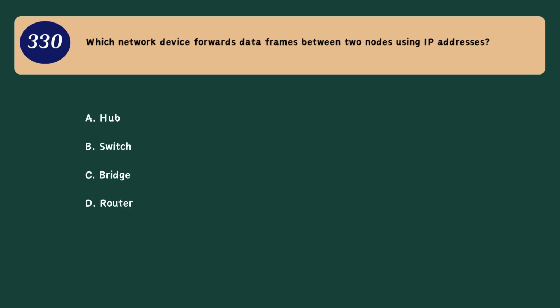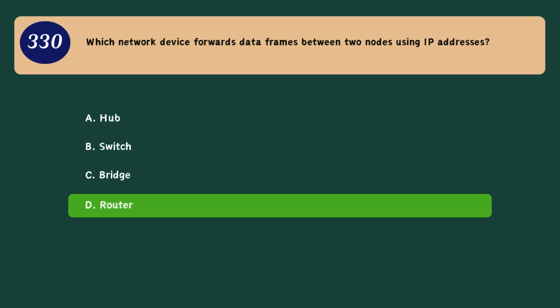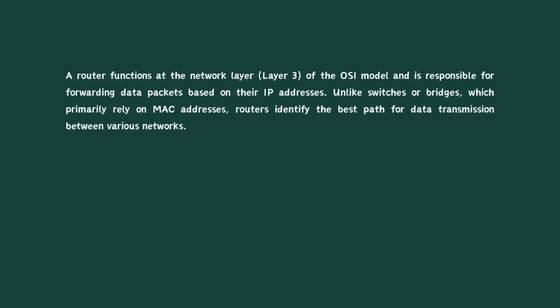Correct answer. D. Router. A router functions at the network layer, layer 3, of the OSI model, and is responsible for forwarding data packets based on their IP addresses. Unlike switches or bridges, which primarily rely on MAC addresses, routers identify the best path for data transmission between various networks.